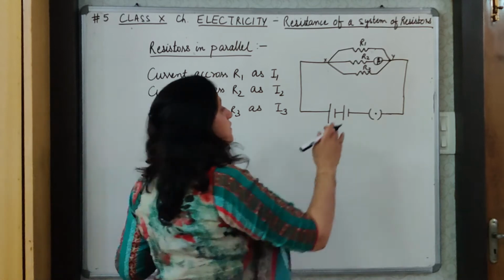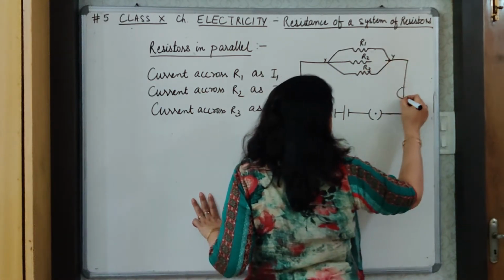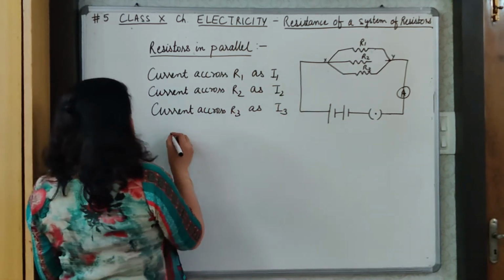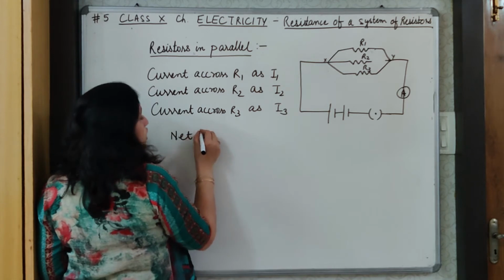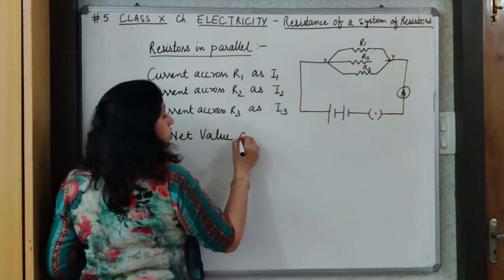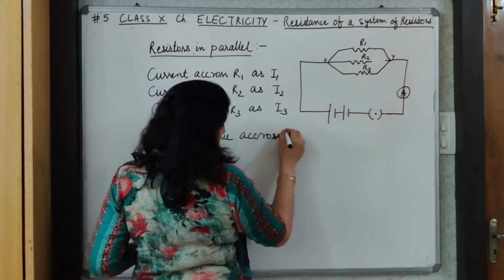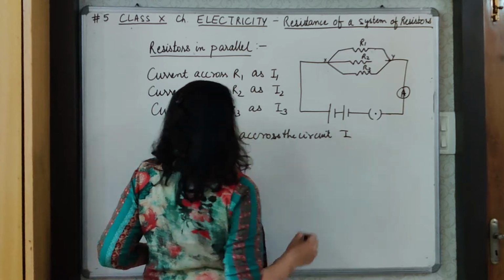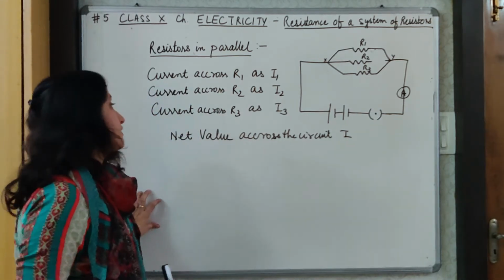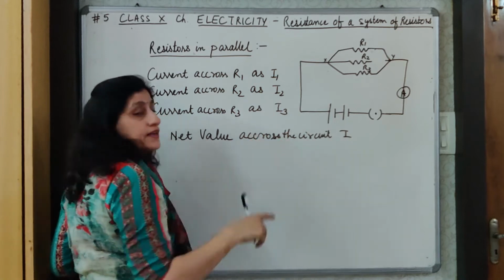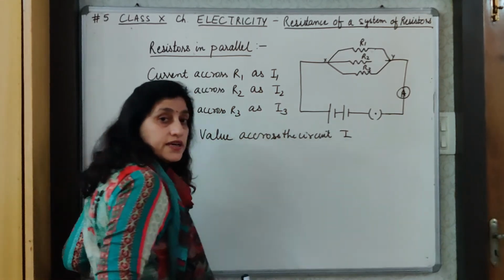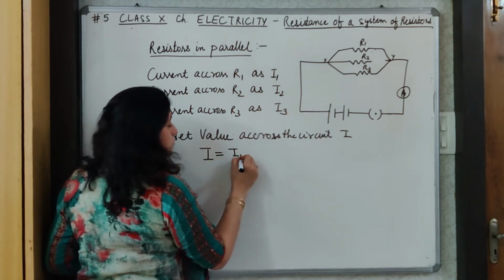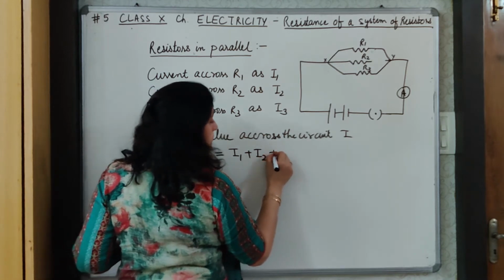And then we take the ammeter and we connect it across the entire circuit to note the value of the current, and we see that the net value of current or the total value of the current across the circuit is I. It is also observed that the net total of all the three currents is equal to the current of the entire circuit. So according to our observation, we can write I is equal to I1 plus I2 plus I3.